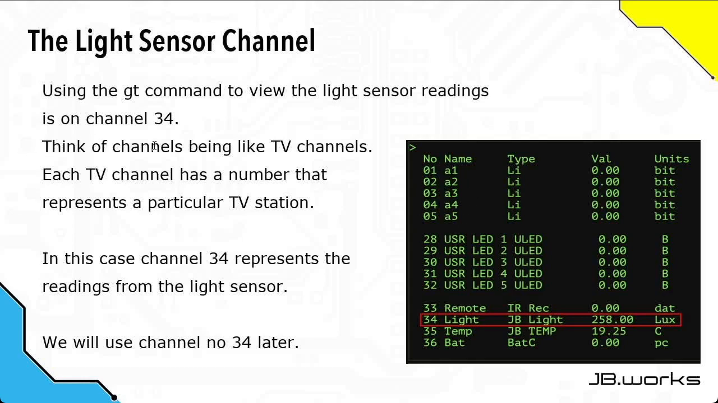You can think of channels being like TV channels. Each TV channel has its own number, and you know what station is associated with a given channel. For example, in New Zealand, channel 1 is TVNZ, channel 2 is still TVNZ, and then channel 3 is TV3, and so forth. So channel 34 represents the brightness in lux, and we'll use that later on in the sync command.